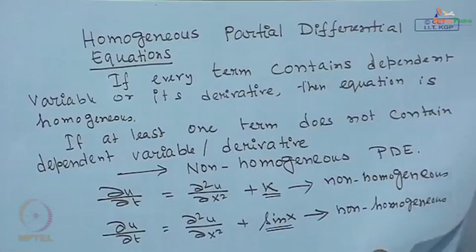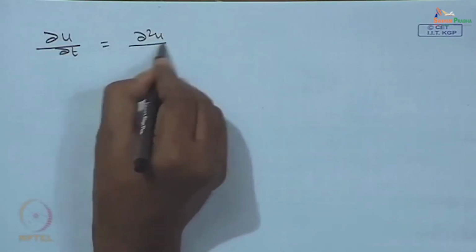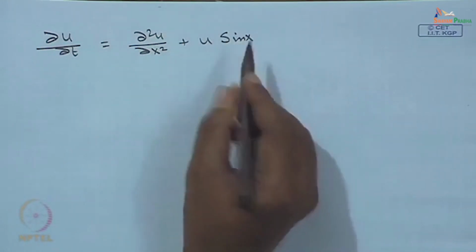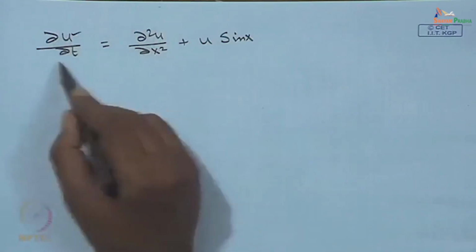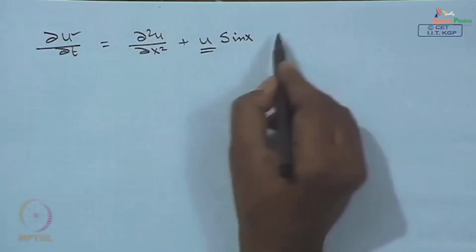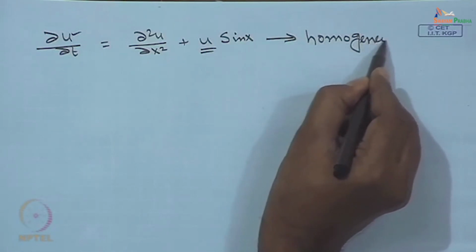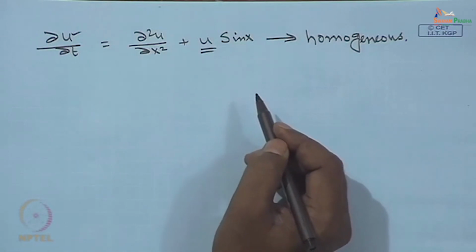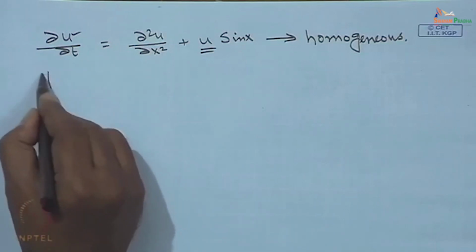On the other hand, just look into this example. Del u del t is equal to del square u del x square plus u sin x. In this equation, all the terms contain the dependent variable u or its derivative. So, again this is homogeneous. Okay. So, these are the general types of equations we are talking about. Then we will look into the boundaries.